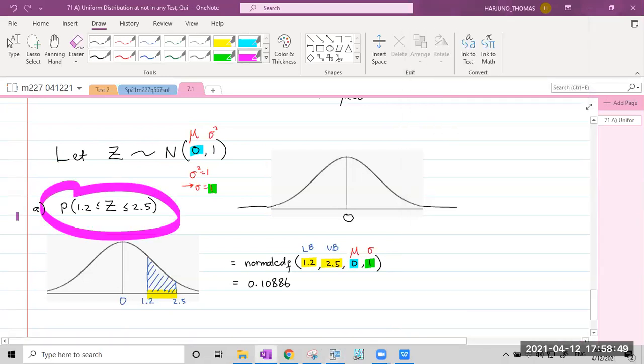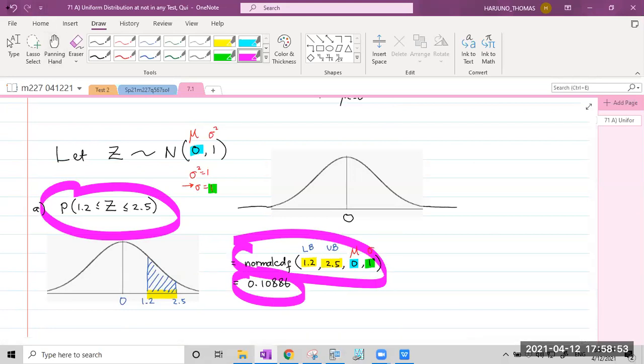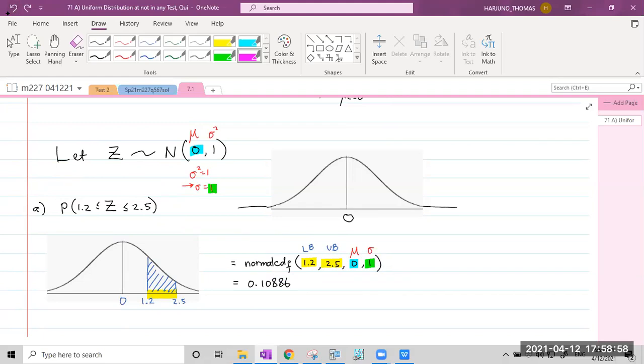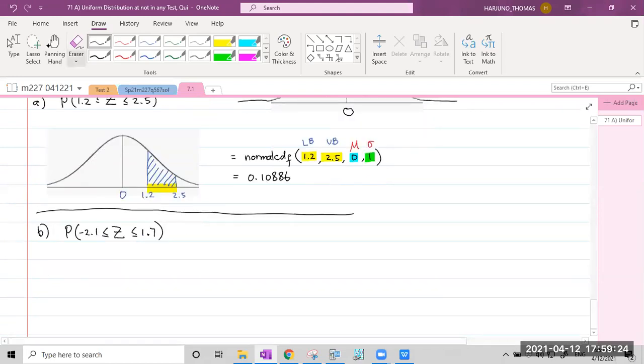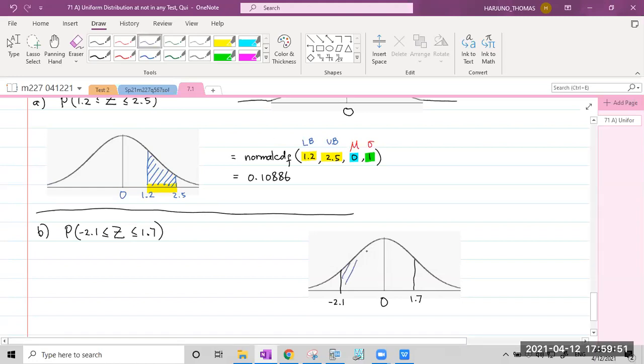Probability notation, calculator notation, then calculator result. Okay, now you try this. How about the probability that the standard normal random variable will be between negative 2.1 and 1.7? To help, you may want to sketch the standard normal distribution first. The mean is 0. Negative 2.1 is to the left of 0, and 1.7 is to the right of 0. What you need is the area under the curve between those two z's.